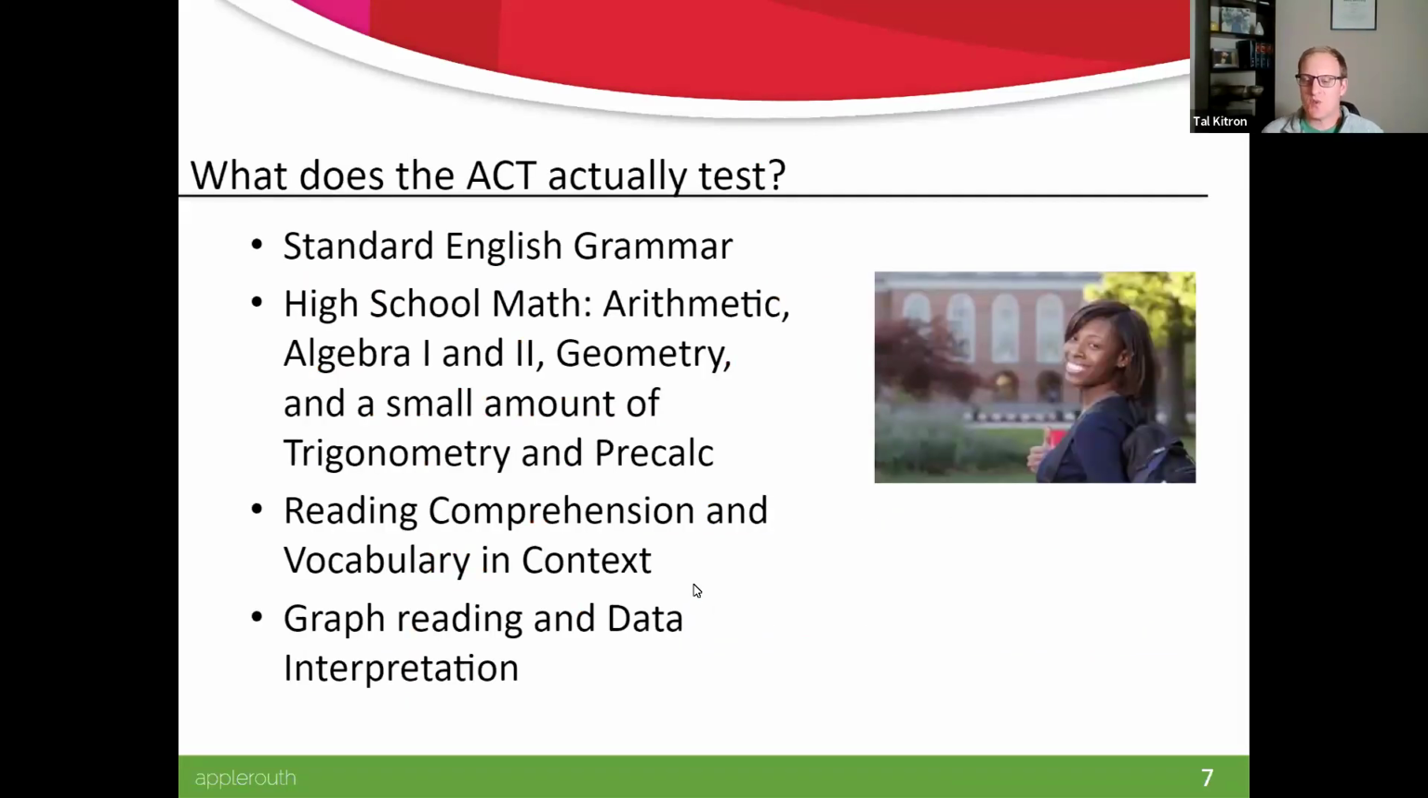So among these sections, what is the ACT testing? Again, it's about 80% overlap with the SAT. So we've got standard English conventions, so grammar rules. We've got high school math, which includes arithmetic, both algebra 1 and 2, a lot of that. Geometry, trig, and maybe a little bit of pre-calc at the end. I say about the ACT math that it's wanting you to know a little bit about a lot, versus the SAT wants you to know a lot about a little. Because SAT is a lot of algebra. Just if you know that stuff, you're pretty golden.